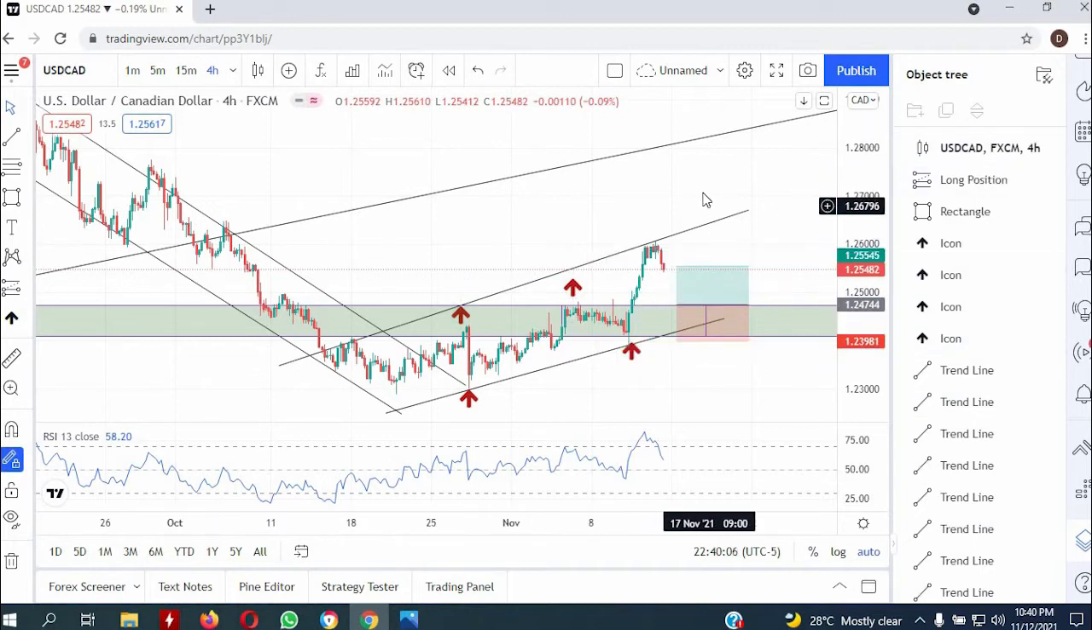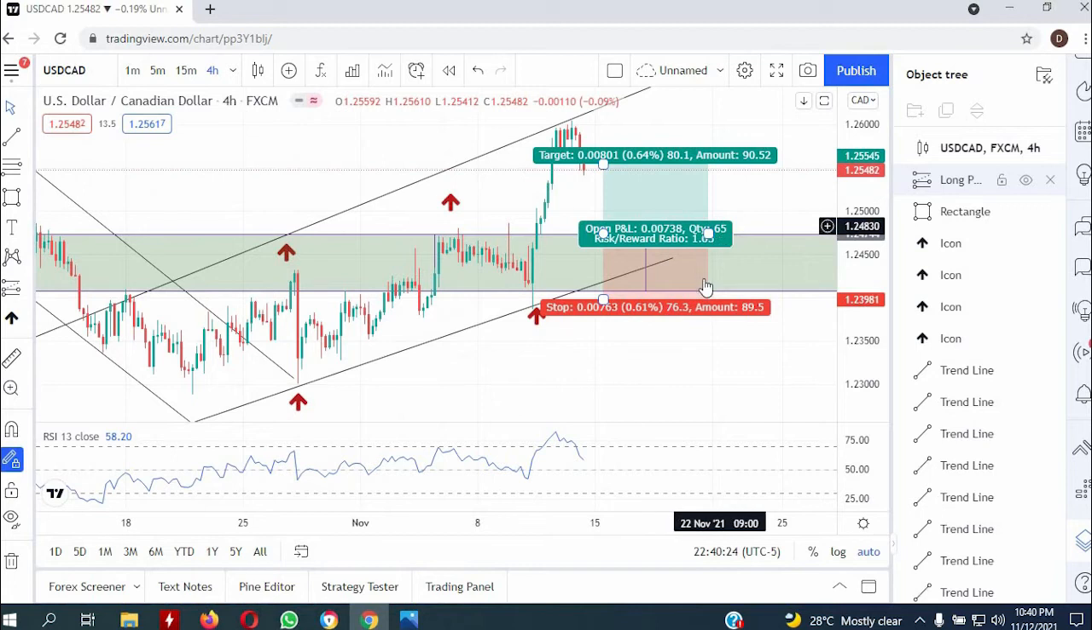So remember, trade at your own risk. No analysis is 100% accurate. I cannot predict exactly where the market is going to go. I can only analyze and give info based on the analysis that I came up with.